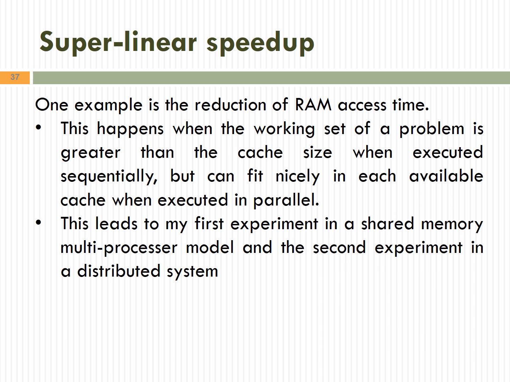One example is the reduction of RAM access time. This happens when the working set of a program is greater than the cache size when executed sequentially, but can fit nicely in each available cache when executed in parallel. This leads to my first experience in a shared memory multiprocessor model, and the second experience in a distributed system.